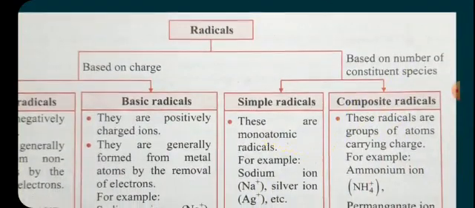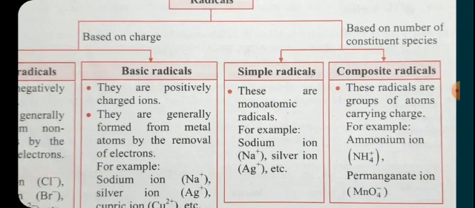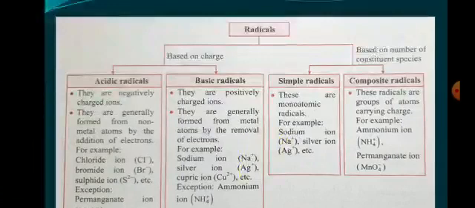Then radicals are again of two types based on the number of constituent species: simple radicals and composite radicals. Simple radicals are monoatomic radicals, for example sodium ion, silver ion, and composite radicals are groups of atoms carrying charge: ammonium ion NH4+, permanganate ion MnO4 1-. So this memory map will help you a lot. Draw these charts in your science copy.